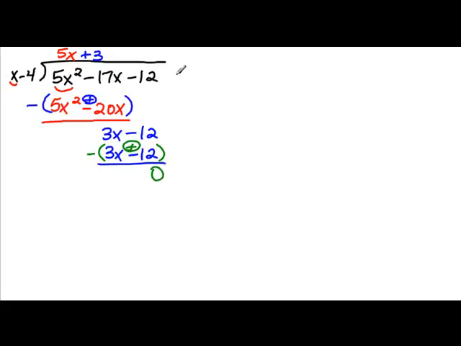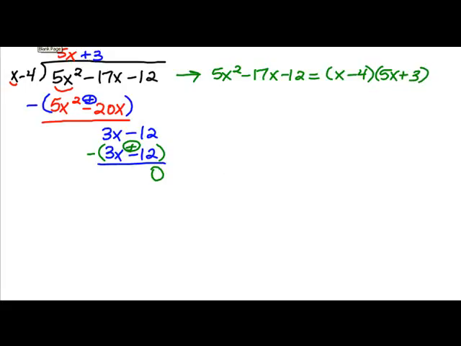0. Right, so that tells us right there that 5x squared minus 17x minus 12 is equal to x minus 4 times 5x plus 3. Okay?